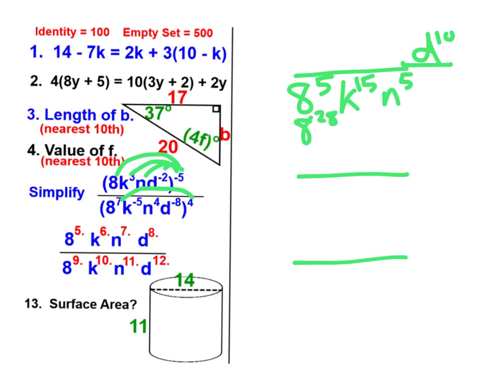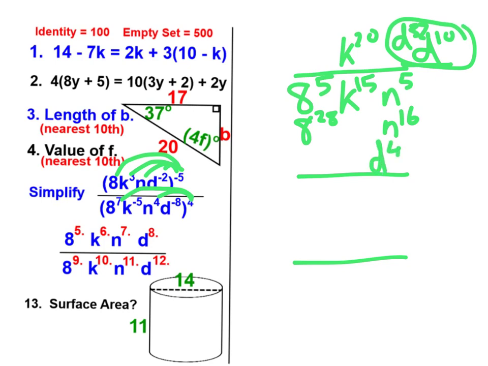I have a k to the negative 20th, which means it moves up to the top. I have n to the 16th, excuse me. It stays on the bottom. And I have d to the negative 32nd, so it moves to the top. Now I'm going to start combining stuff. So I notice that I have 32 d's and 10 d's on the top, which makes d to the 42nd. I notice that I have 8 to the 5th and 8 to the 28th on the bottom, so I'm going to add those together and get 8 to the 33rd.